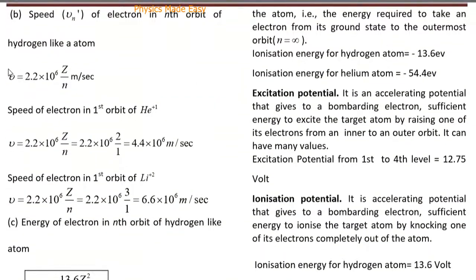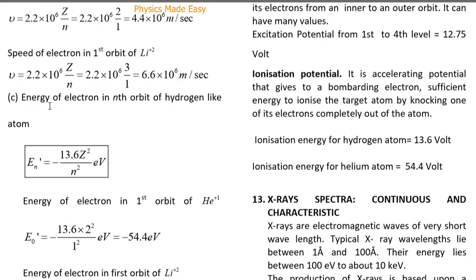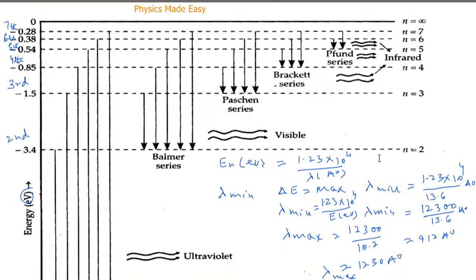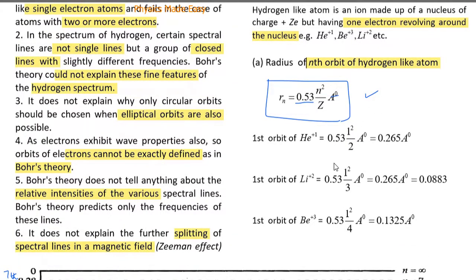This is the shortcut formula for calculation of velocity in various orbits for various atoms. Now, the energy of an electron in the nth orbit of hydrogen-like atoms is En is equal to minus 13.6 Z square by N square electron volt. So this is basically the formula for energy. You can make use of this formula for calculations of energy, this formula for velocity, and this formula for radii.